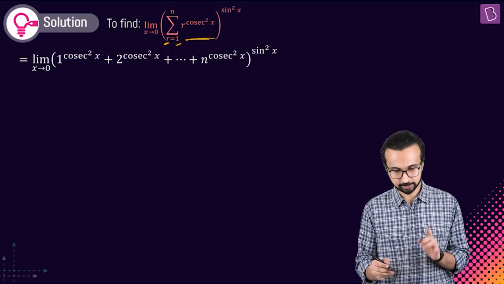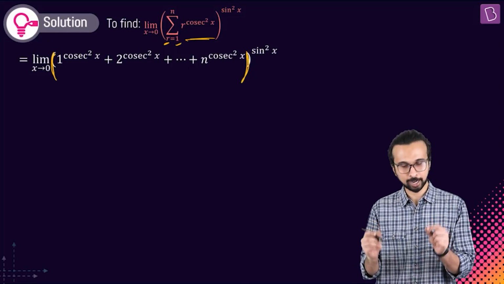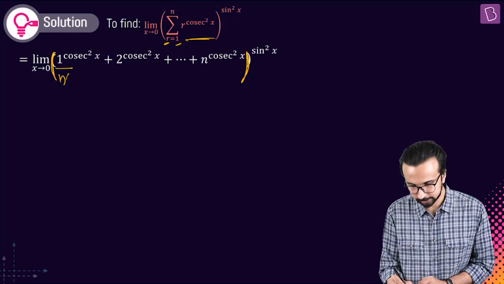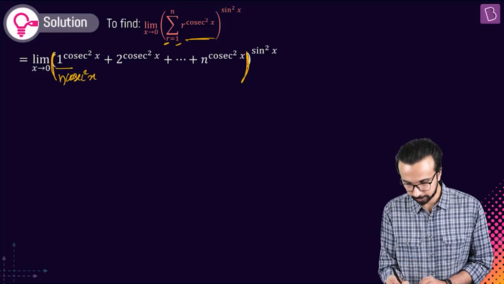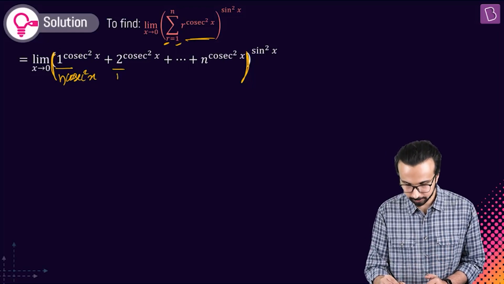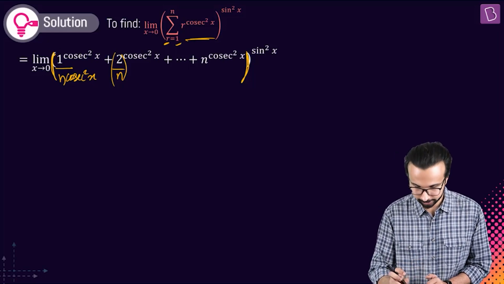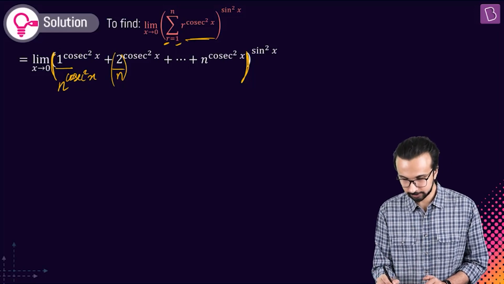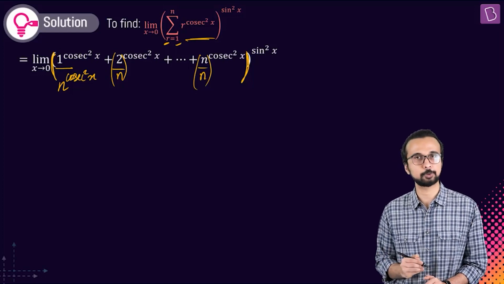I'll divide each of the terms inside this bracket by n raised to cosec square x. So the next term, if I divide that by n raised to cosec square x, becomes (2 by n) the whole raised to cosec square x. Let me write that n clearly. Okay, n raised to cosec square x. Similarly, this last term here will become n by n raised to cosec square x.